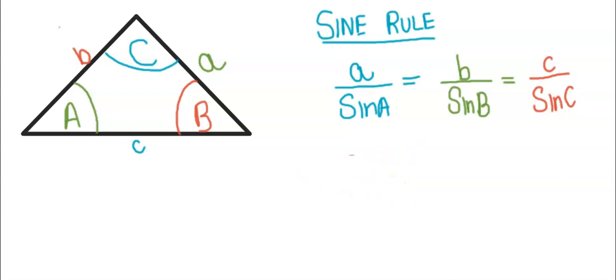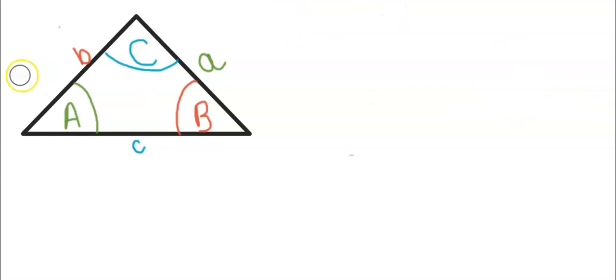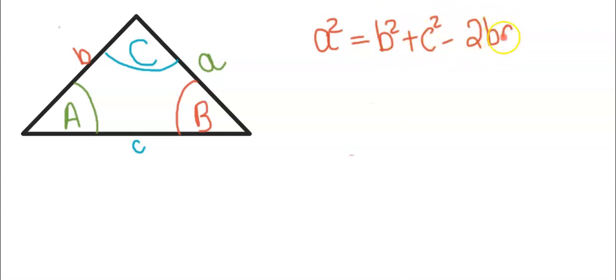Then we have a cos rule. Cos rule is a squared. What are the other 2 sides left? b squared plus c squared minus 2bc cos A. This is if you want to find the a squared. If you want to find the b squared, we do not rearrange the formula. We have a completely different formula now.